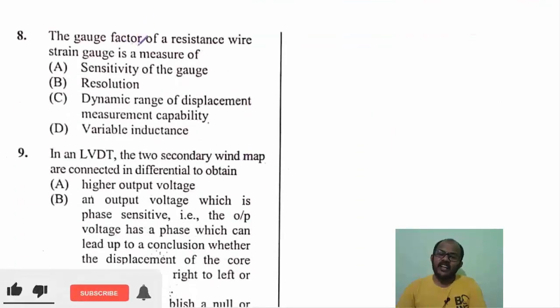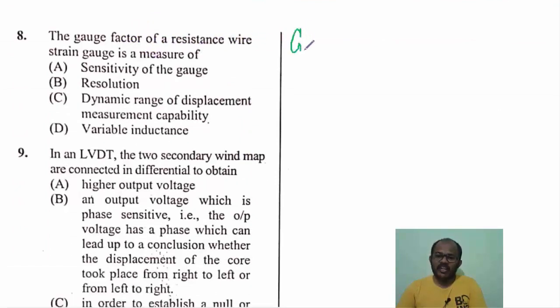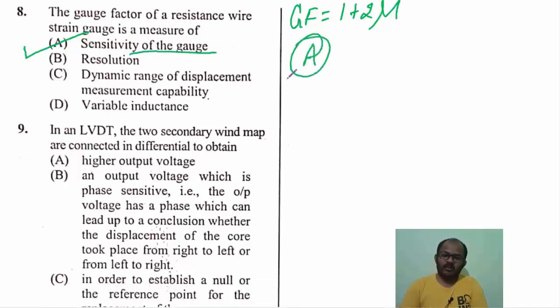Eighth question, the gauge factor of a resistance wire strain gauge is a measure of what? We know that gauge factor equals 1 plus 2 mu, and it is a measure of sensitivity of the gauge. Nothing but option A is going to follow.